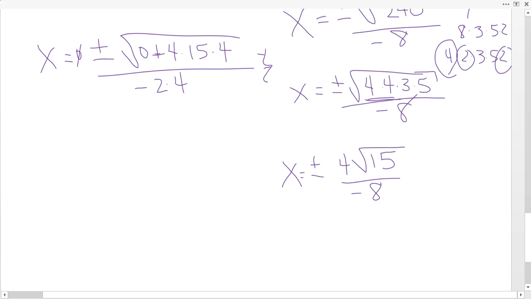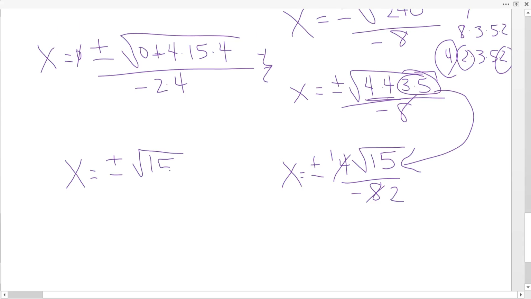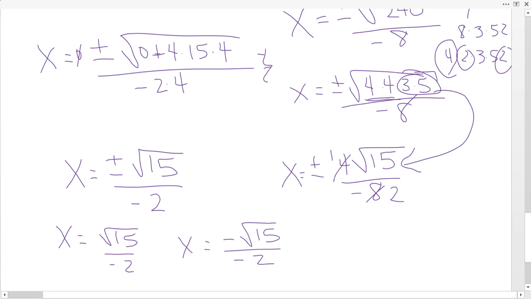And I put my 3 and my 5 back together to make 15. And my square root of 4 and square root of 4 is 2 times 2, which is back to 4. So I am going to divide. So I have x equals plus or minus the square root of 15 over negative 2. Again, I can have x equals square root of 15 over negative 2, or I can have x equals negative square root of 15 over negative 2. This one will be negative. This one will be positive.